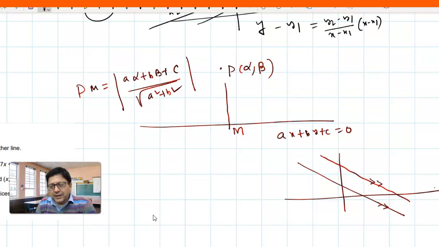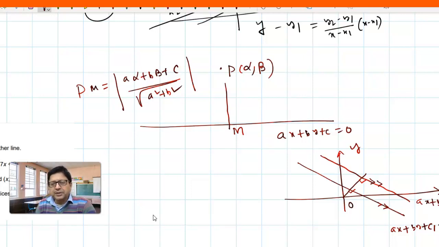So these are two parallel lines. The perpendicular distance between these two lines is given by, suppose this line has equation ax, don't say a1, a2, because they are parallel, a will be the same. I am taking ax plus by plus c1 equal to 0.